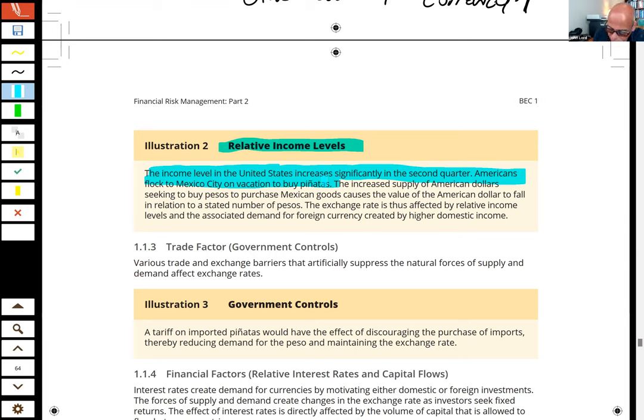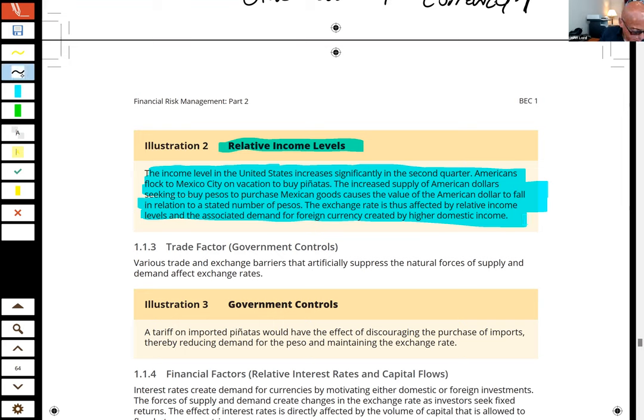But anyway, the increased supply of American dollars seeking to buy pesos to purchase Mexican goods causes the value of the American dollar to fall in relation to the stated number of pesos. Exchange rate is thus affected by relative income levels and the associated demand for foreign goods created by higher domestic income. Okay, so we can do another flashcard now.